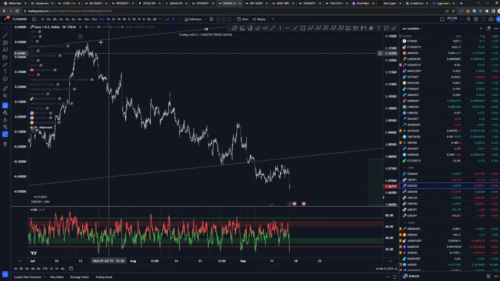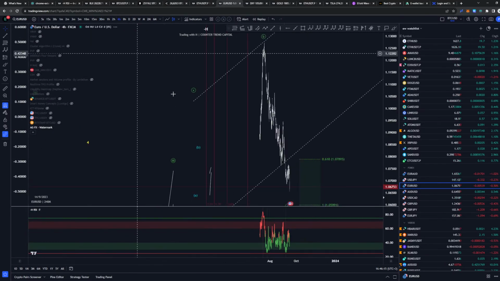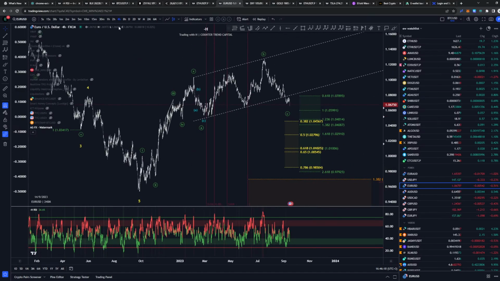Yeah, definitely not easy to label. I think it's way too small of a time frame. I think something like 4 hour on these should be fine.